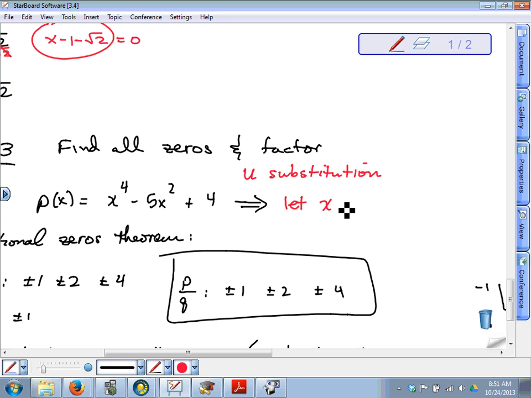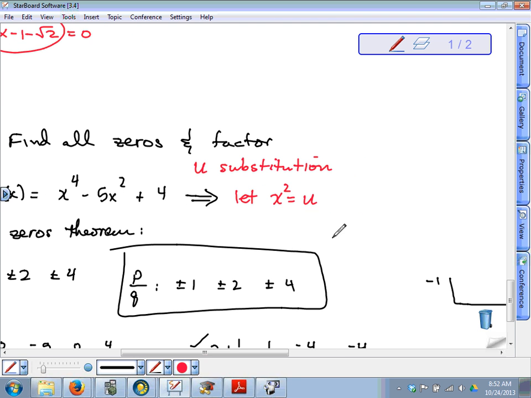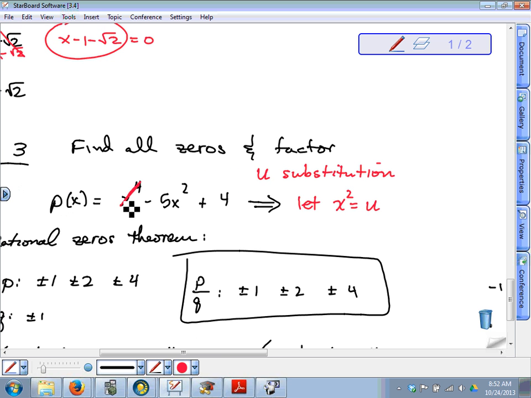Your eyes are going to really want to watch this. Let x squared equal u. Now you also have to be familiar with some of your properties of exponents. Do you guys agree with this, that x to the fourth is really just x squared squared? And what is it that we're going to let x squared equal? So instead of writing x to the fourth, what is the first term going to be? u squared. What is the middle term going to be? Minus 5u plus 4. So this polynomial turns into p of x equals u squared minus 5u plus 4.